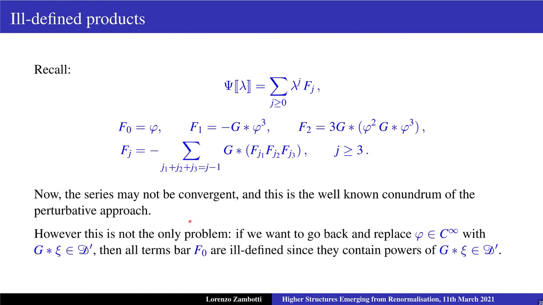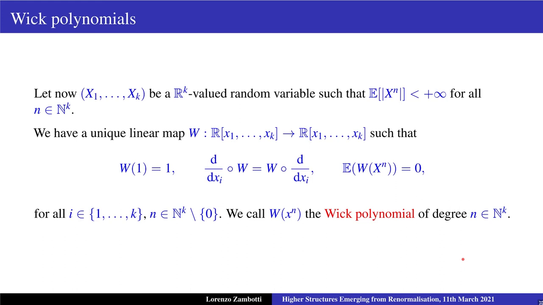And again, if we want to go back and replace phi with the original distribution, then only F0 is well defined because it's linear. All the other ones are ill-defined since they contain powers of G convolution psi. So you see, we are back to the usual problem of powers of distributions, which are ill-defined. Now, in fact, there is a way to solve this. If you know what Wick polynomials are, then this is not so unfamiliar.